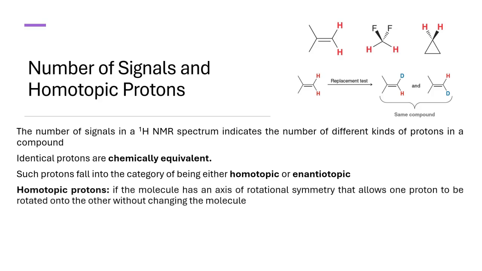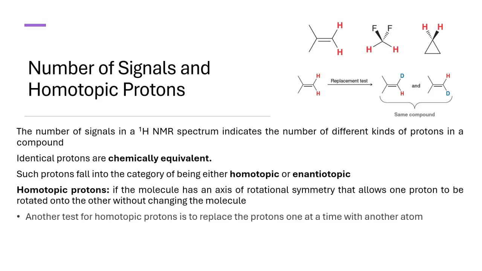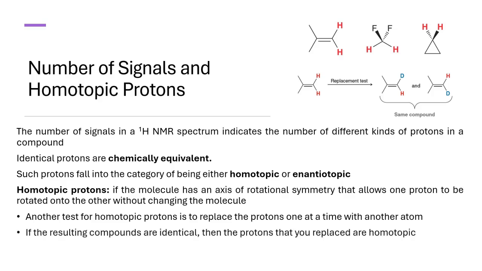Homotopic protons. If the molecule has an axis of rotational symmetry that allows one proton to be rotated onto the other one without changing the molecule, it's chemically equivalent. Another test for homotopic protons is to replace a proton one at a time with another atom. If the resulting compounds are identical, then the protons that you have replaced are homotopic.